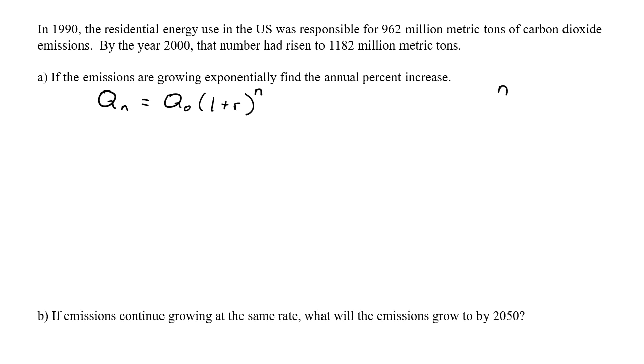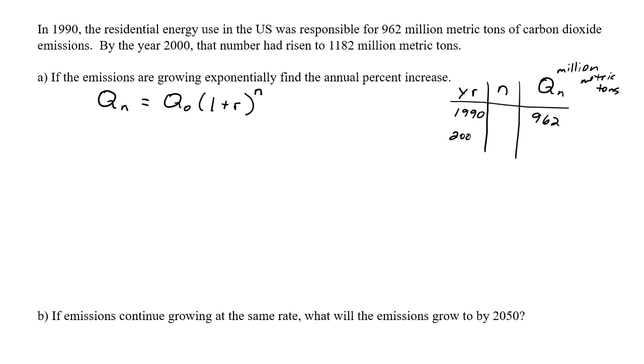So let's put our information over here into a little table of what we know. And let's label it n and q sub n. Those are sort of our inputs and outputs of our function. And we also have some years here. Let's put that down. So we know in 1990, the emissions were 962. And then I'm just going to make a note here that this is going to be million. I don't want to write all those zeros. Metric tons. And then in 2020, that number is going to grow to 1182 million metric tons.